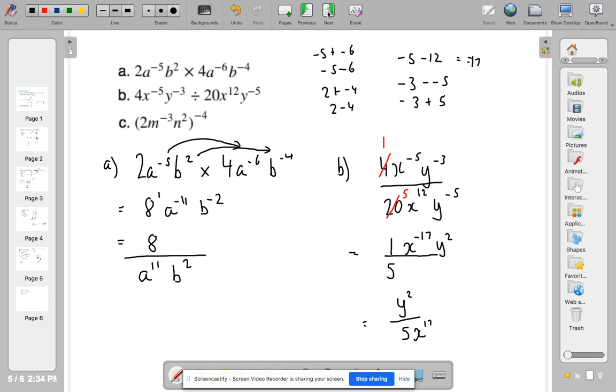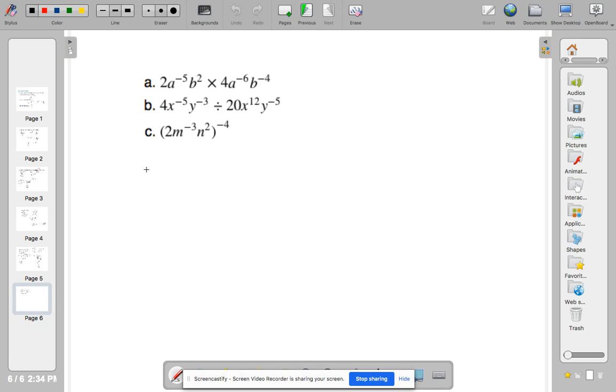Let's look at the next question. Last one of this group. So we've got 2m to the -3 n squared, all to the power of -4. And as I reminded you a number of times, let's put a 1 there next to the 2. Multiply the indices. 2 to the power of 1 times -4 is -4. M to the power of, we're multiplying here, so -3 times -4, a negative times a negative, is a +12. N to the 2 times -4 is -8.